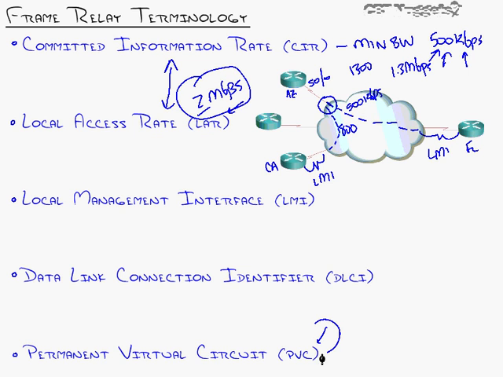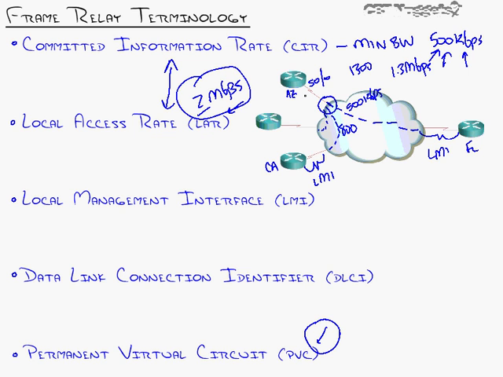Now, every single one of these PVCs has a recurring monthly cost. So the more PVCs you have, the more you're going to pay for your frame relay circuit. And because of that, a lot of times companies will just have as few PVCs as they can. Like what you see right here.